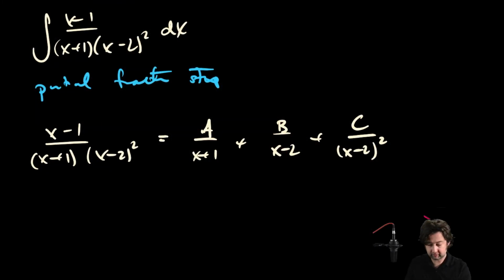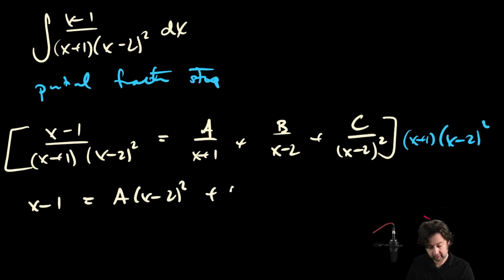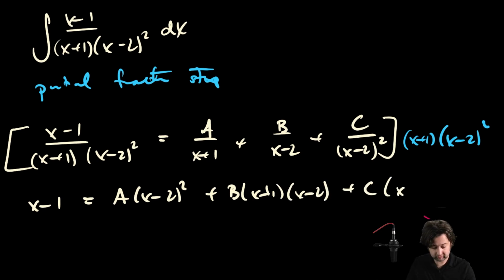Well, multiply through by the denominator. If you take all of it and multiply through by x plus 1 times x minus 2 squared, then what you're going to end up with is an x minus 1 on the left-hand side, and on the right-hand side, a times x minus 2 squared plus b times x plus 1 times x minus 2 plus c times x plus 1, because of cancellation.